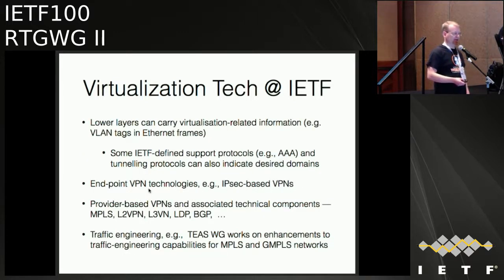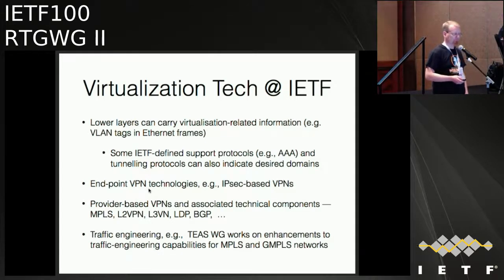Then, a little bit outside the IETF but also partially inside, lower layers can carry virtualization-related information, for example VLAN tags in Ethernet frames. There are some cases where we do similar things in IETF protocols. A tunneling protocol sometimes can indicate that we want to get to this network using some tags or identifiers. We also have AAA protocols or authentication protocols like EAP that can indicate domains in some abstract sense, and those can be used to determine which network or virtual domain you want to connect to.